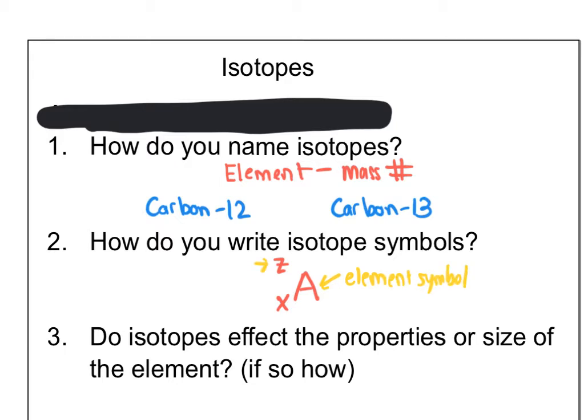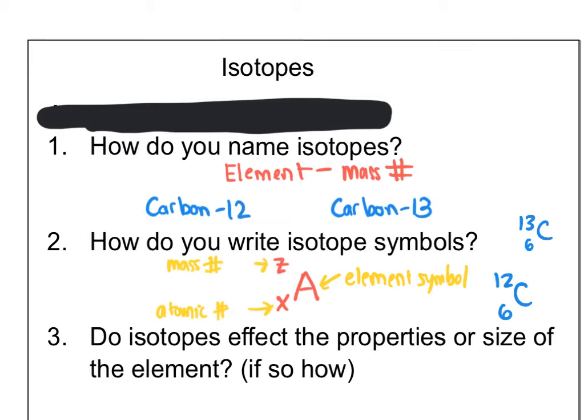This is going to be your mass number, protons plus neutrons, and this is going to be your atomic number. So something like carbon-12, and carbon's number of protons is 6, or carbon-13, and then 6 protons.